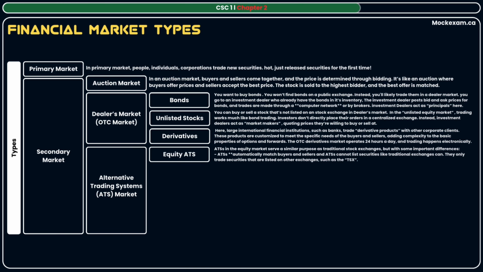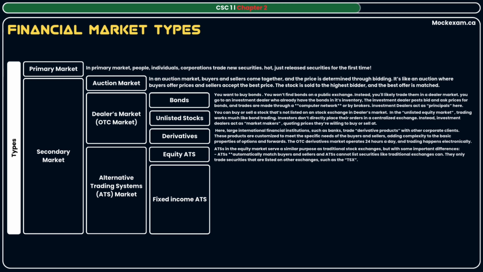Here, ATSs in the equity market serve a similar purpose as traditional stock exchanges, but with some important differences. ATSs automatically match buyers and sellers instead of relying on a floor of brokers like in the stock exchanges. And ATSs cannot list securities like traditional exchanges can. They only trade securities that are already listed in other exchanges. Let's get to fixed income ATS. When it comes to bonds and money market instruments, the majority of these types of securities are traded through dealers market or ATSs.